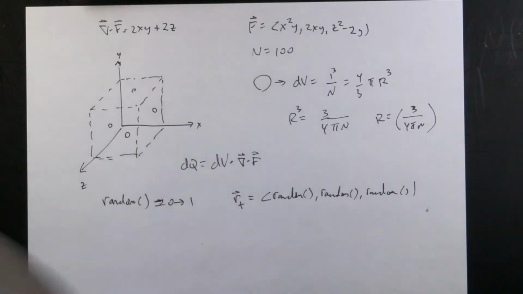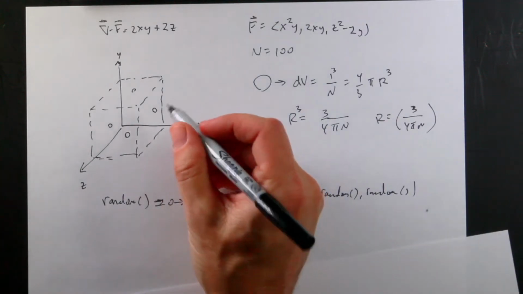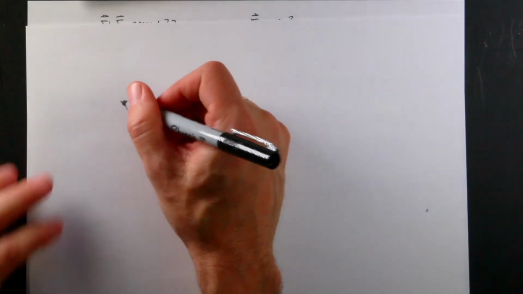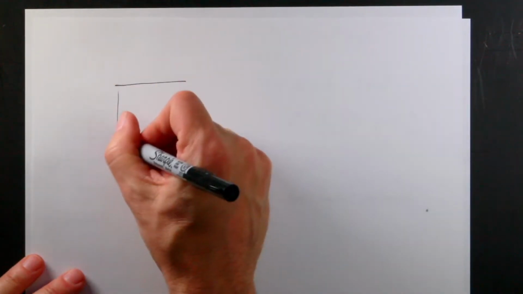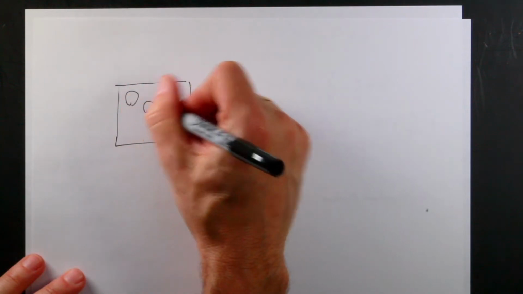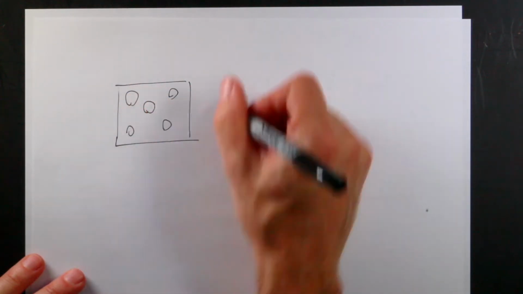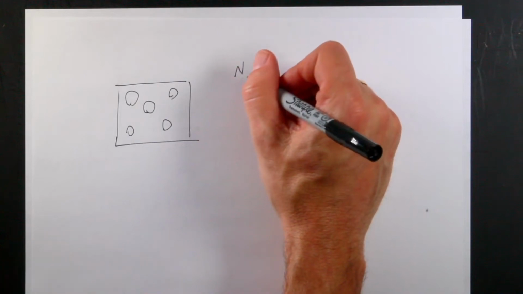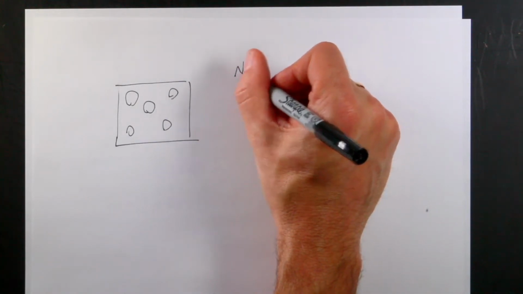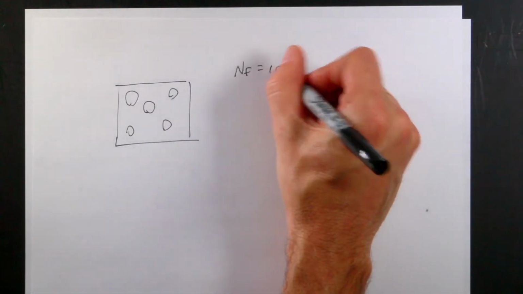Now for the flux, let's look at the flux for just one surface. And we're again going to use Monte Carlo. So suppose I have one of the surfaces right here. Instead of making spheres, I'm going to make circles. They're actually going to be cylinders. So again, I can say N_F, for flux, the number of flux points, is equal to 100.